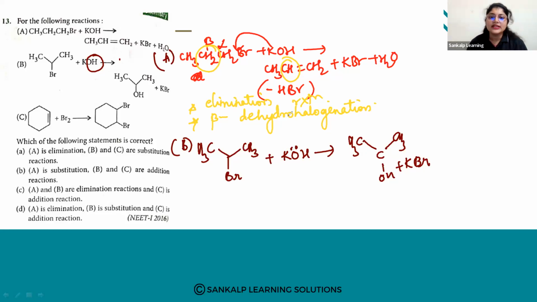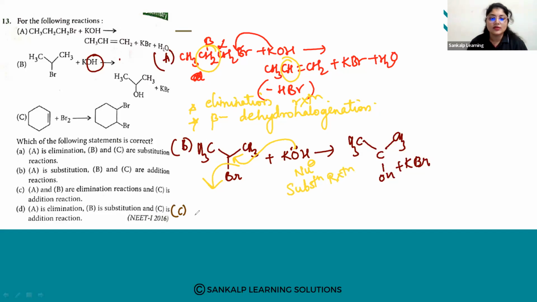So what is happening? This will attack at this particular carbon and this Br will leave. So what type of reaction is it? KOH here, OH is acting as a nucleophile and it is undergoing a substitution reaction. Your Br is being replaced by OH. So this is a nucleophilic substitution reaction. So this is an example of a substitution reaction. So we'll go for the next one.